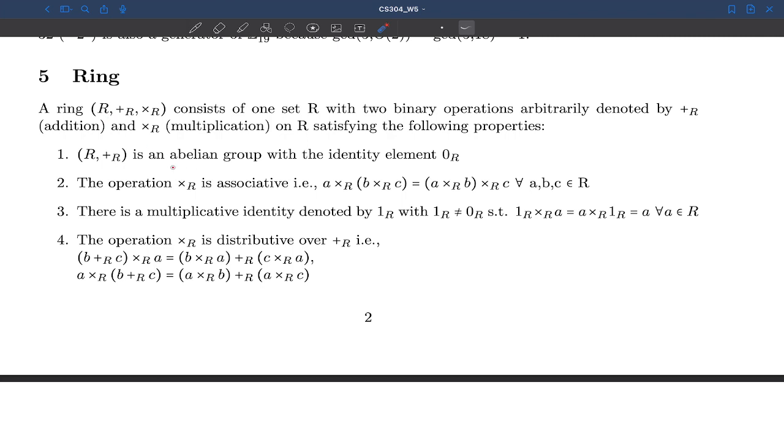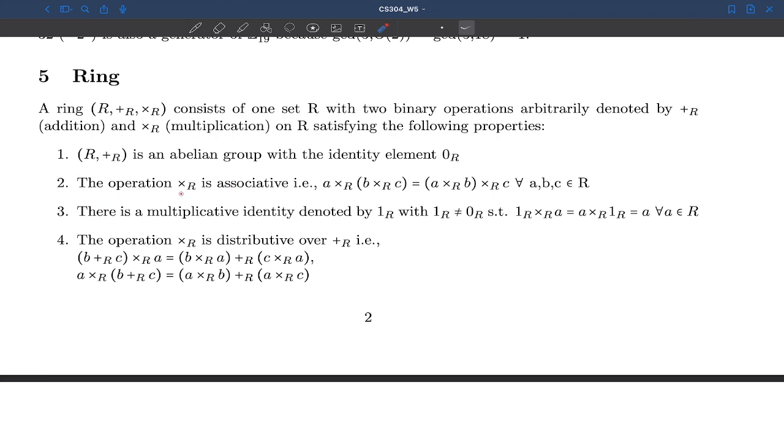For a ring it is a must. We consider only abelian groups. A non-abelian group will fail the test of a ring. To be a ring, it should be an abelian group with respect to the first operator. We are not claiming anything for the second operator yet, but with respect to the first operator, it should be a group, an abelian group more specifically, right?